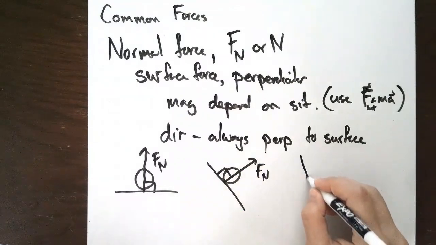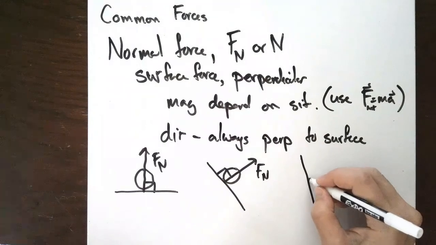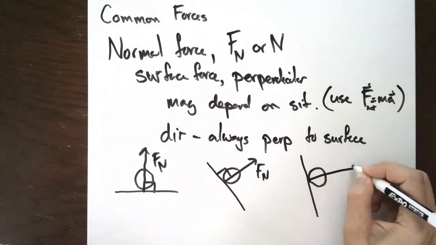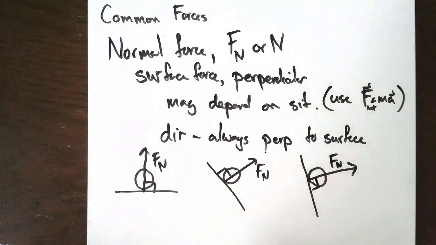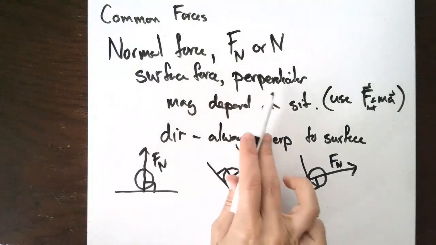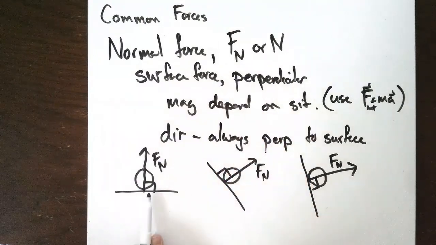And if the ball happens to be on a very, very steep incline like this, then the normal force is still pointed up perpendicular to the surface. The normal force, like its name declares it must, is always 90 degrees to the surface.